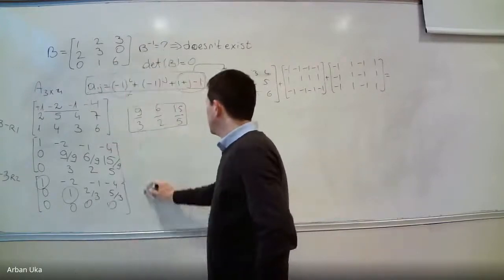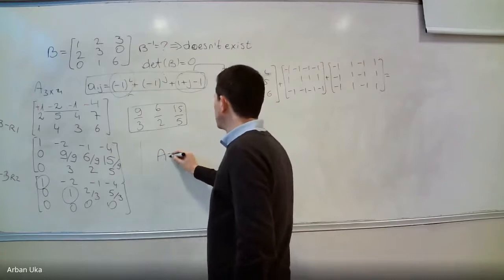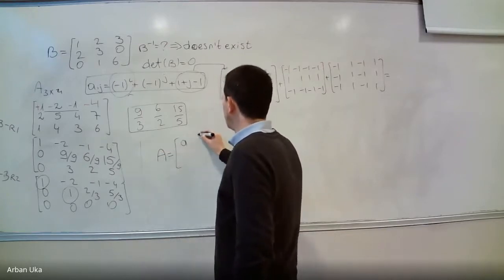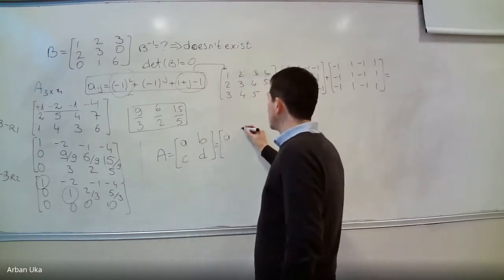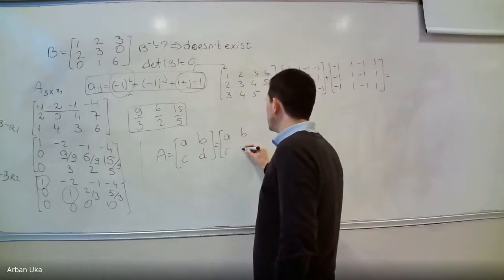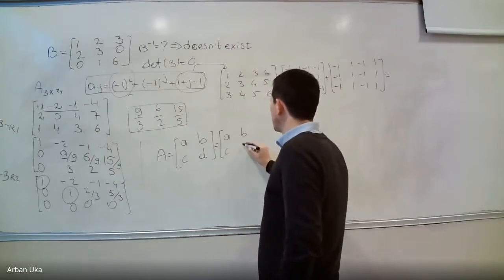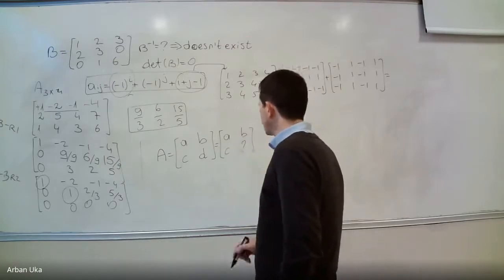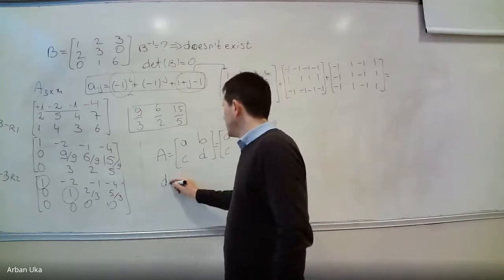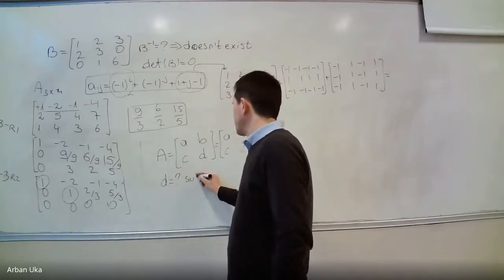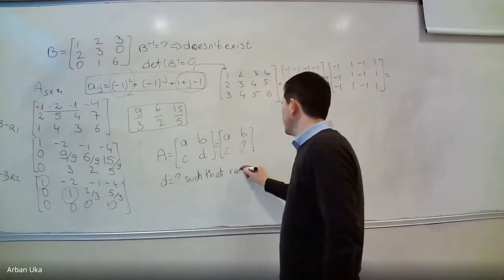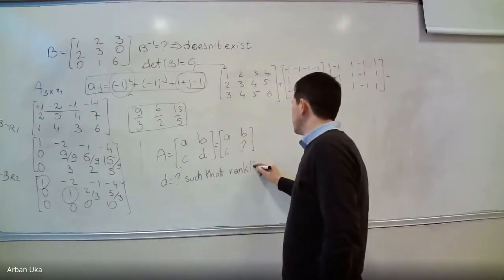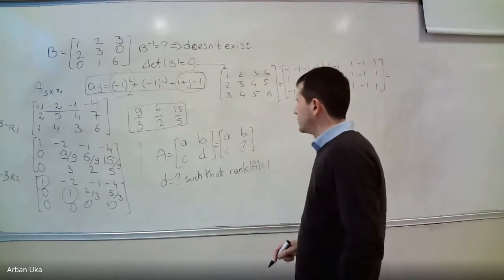Now, let's give another example. If you have a matrix A, which is equal to A, B, C, D, find D such that rank of A is equal to 1. So let me write it like the question. I formulated something like this. D is equal to what, such that rank of A is equal to 1. How can we do that?